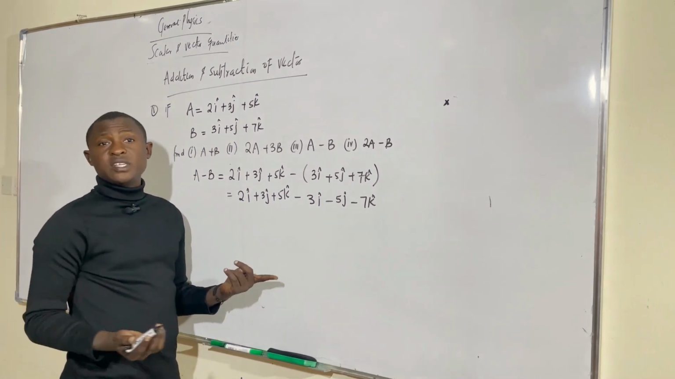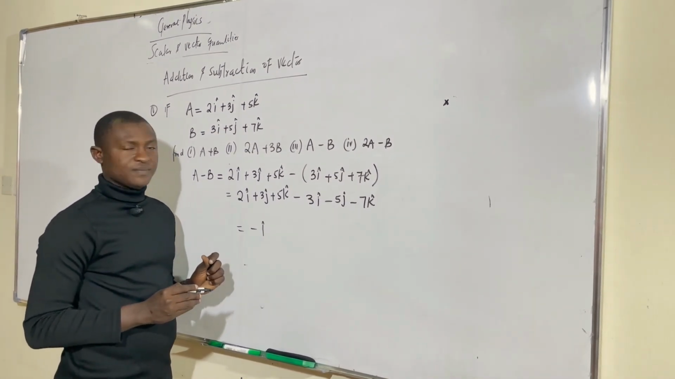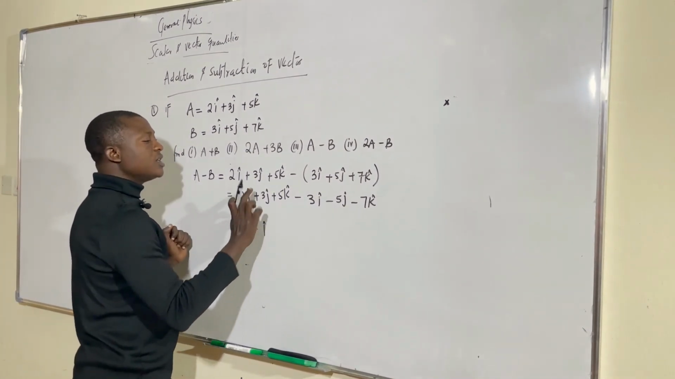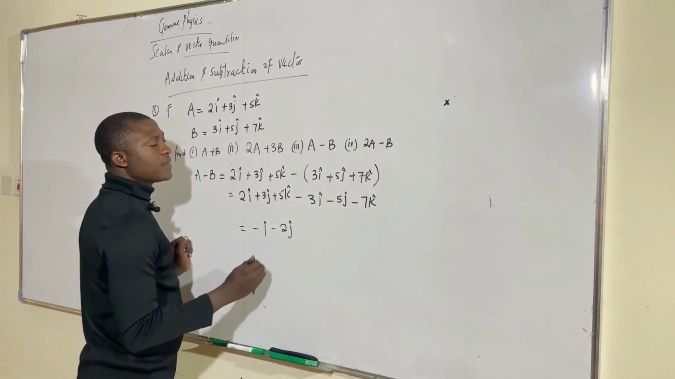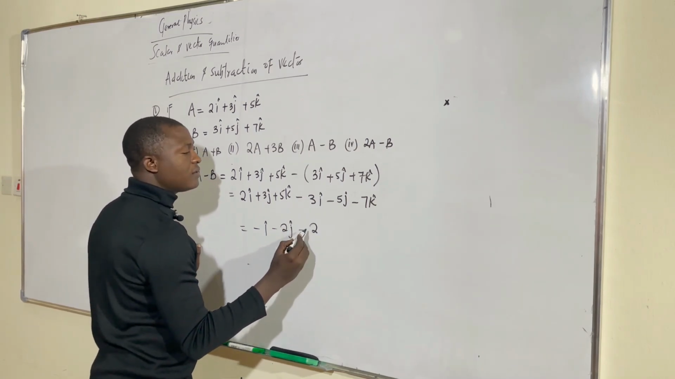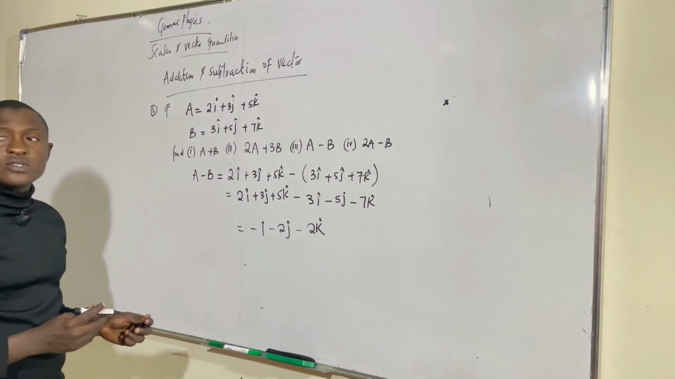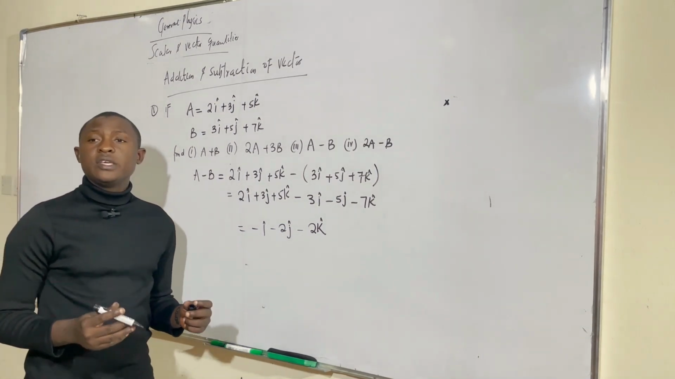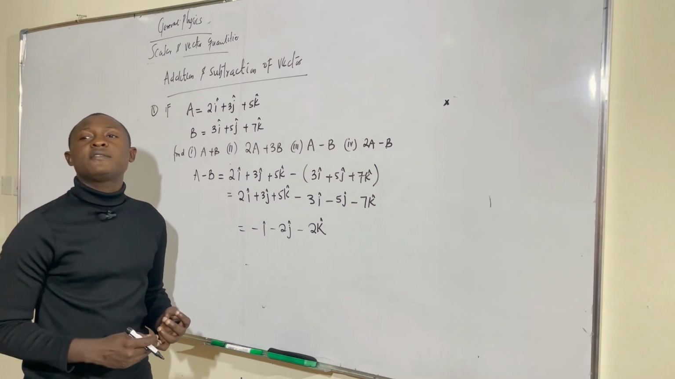So now the next thing is to just match the ones that have the same direction together. 2i minus 3i, of course, I will have minus i. You get that? Yeah, fine. So the second one too, 3j minus 5j, I will have minus 2j. Then 5k minus 7k, definitely, we are going to have minus 2k. You can see that. Just like addition, we take them direction by direction. So the same thing is also applicable when we have subtraction.